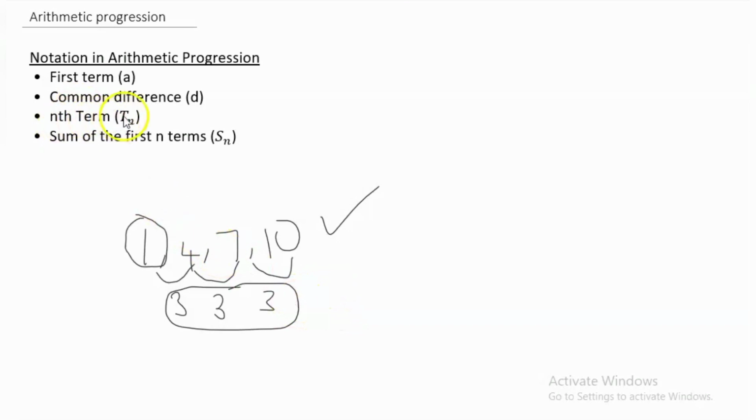Then nth term is simply the term that we want to identify. For example, if we wanted to write 4, instead of writing tn, we would write t2, because 4 is our second term, and we would equate this to 4. If we wanted to write 10, we're going to write t4 and equate this to 10.